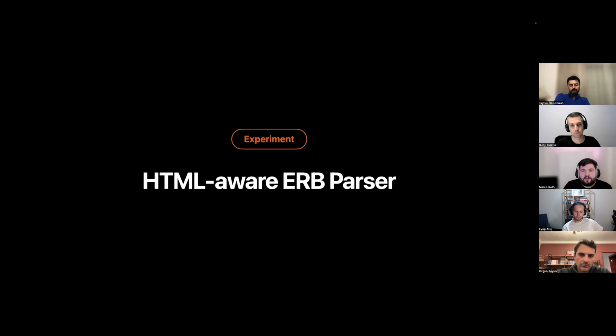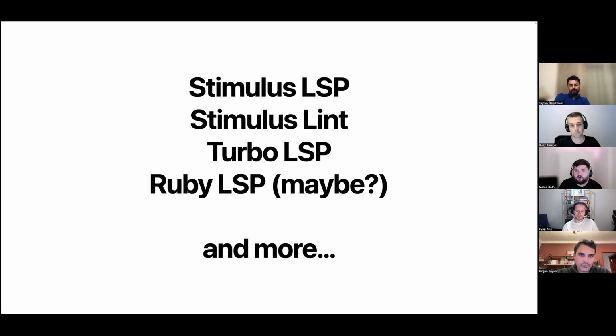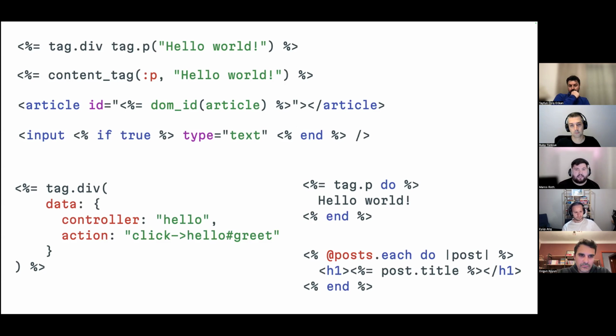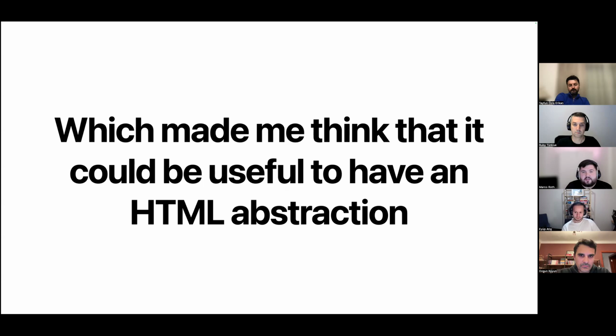And I've been experimenting with this so we can improve the ERB support in all of these tools, possibly more. What it tries to do is understand syntax like this, where you have tag.div, where you have content_tag, where you're using DOM ID, where you're using conditionals, where you're using tag.div with the data syntax and the hash, where you're using tag.p in this example and passing in a block, or where you have loops that generate a lot of HTML around it. And that led me to think that we need a better abstraction for this.